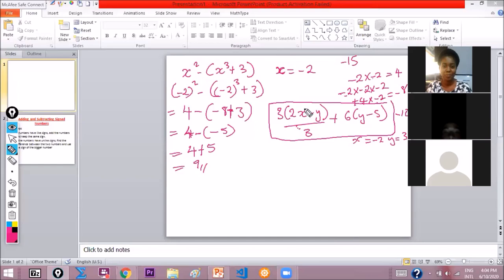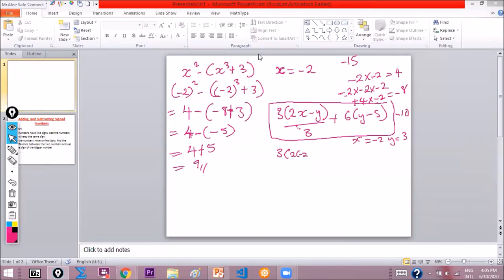Okay, so here, we have to put in the value of x as minus 2 and y as 3. So we have here 3 bracket 2. What is x? X is minus 2 bracket. Did you give divided by 3? Yes, I did. Oh God, I made a mistake. Okay, sorry. Let me give you a minute to correct that.